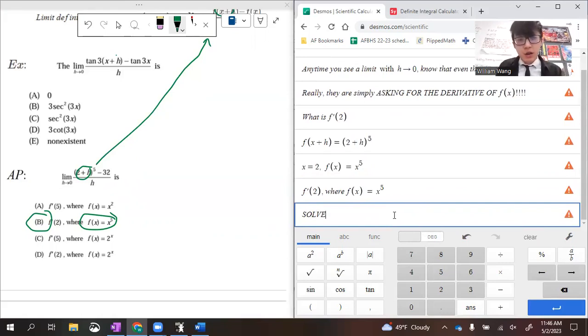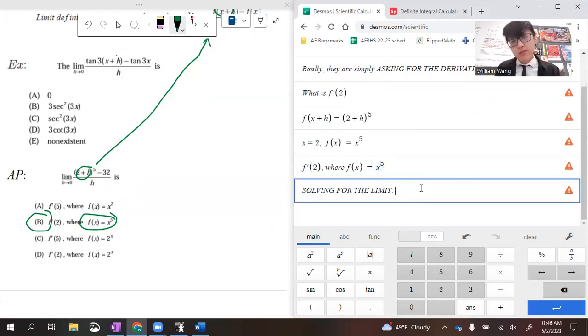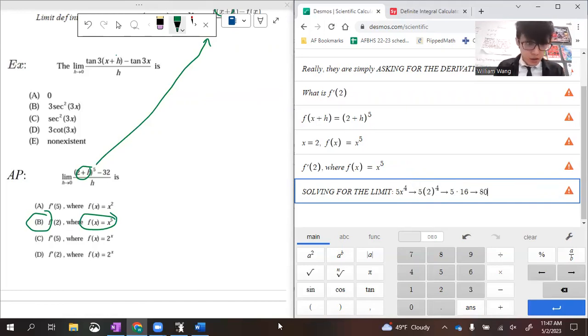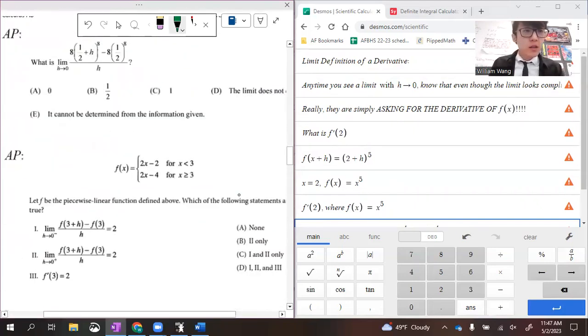So just so you know, if I were to actually solve for the limit, it's simply going to be the derivative, right? And if the function is x to the fifth, my derivative is 5x to the fourth. I know x is 2, so it's 5 times 2 to the fourth. 2 to the fourth is going to be 16, so it's 5 times 16, which means my answer here is 80. So actually, I could solve for what this is equal to. It's equal to 80. And I bypassed doing all this weird h to 0 stuff. I just know it's asking for the derivative, so I know my answer is 80. All right, next question.